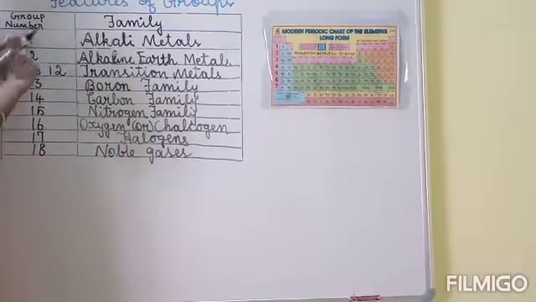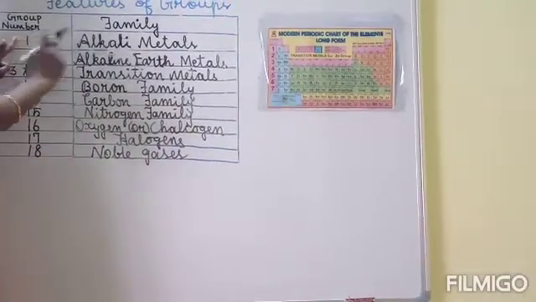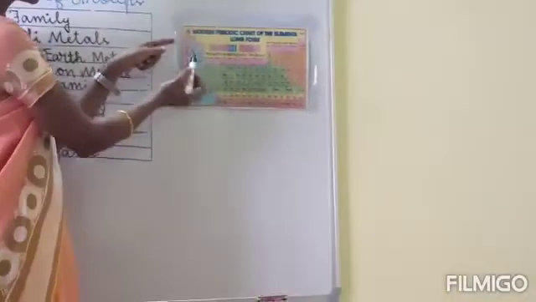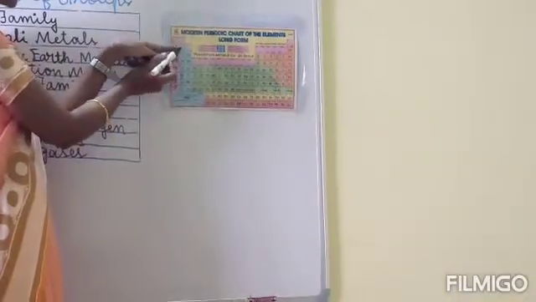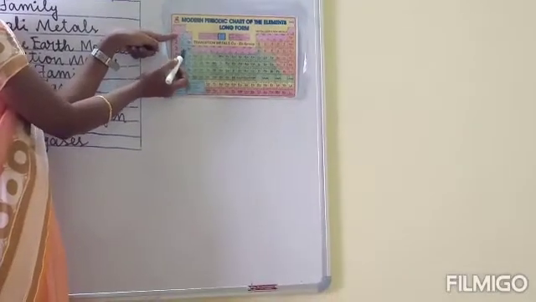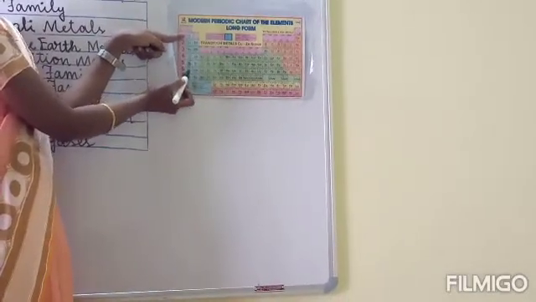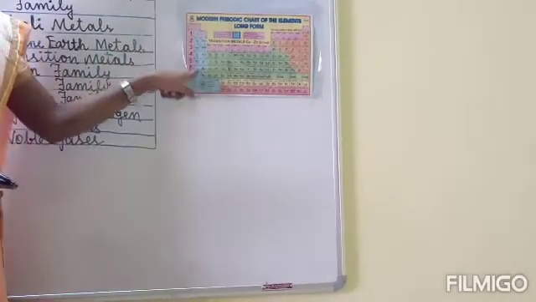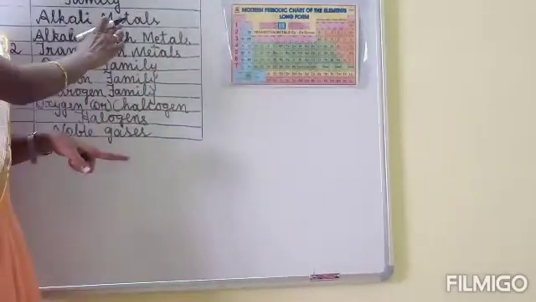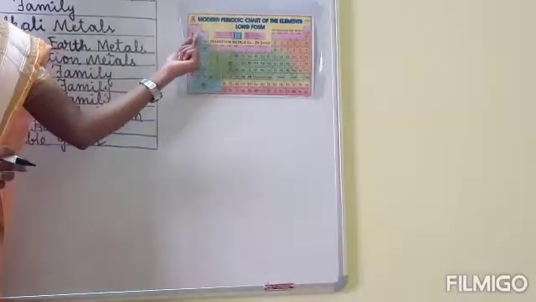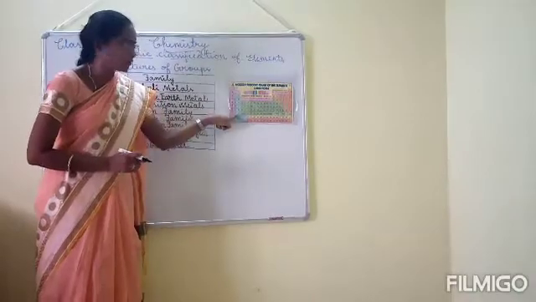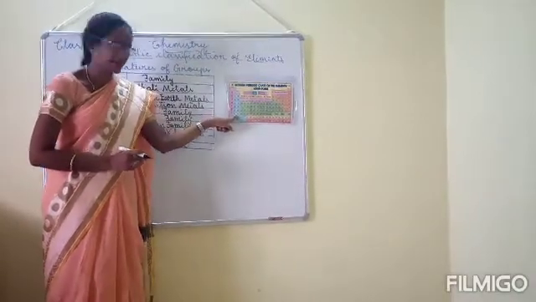See the first one. First group elements are called alkali metals. Where is the first group here? This is the first group: hydrogen, lithium, sodium, potassium, rubidium, cesium. These first group elements are called the alkali metals. But hydrogen, the first element, is a non-metal, so the remaining elements are called the alkali metals.